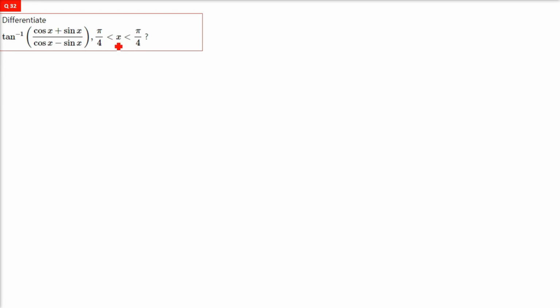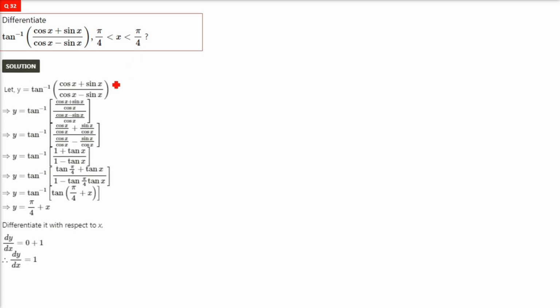X is between certain two values, and we are not substituting anything, so don't worry about this limit. Try to make this inside thing into something that should contain a tan, because outside we have a tan inverse. So let me write this: cos x plus sin x divided by cos x minus sin x.